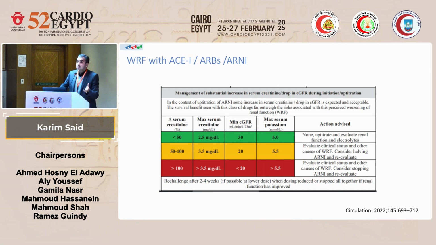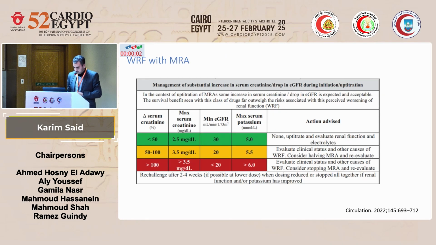Okay. So what to do when we are giving GDMT to a heart failure patient and there is worsening of the renal function? If the rise in the serum creatinine is less than 50% and up to 2.5 milligram per deciliter and the potassium is less than 5, continue. If the serum creatinine is more than 3.5 or there is doubling in the serum creatinine or the potassium is more than 5.5, discontinue. In this situation, then re-challenge again. This is true for the ACEI, for the ARB, and for the MRA. But in MRA use, we discontinue with serum potassium more than 6, not 5.5.